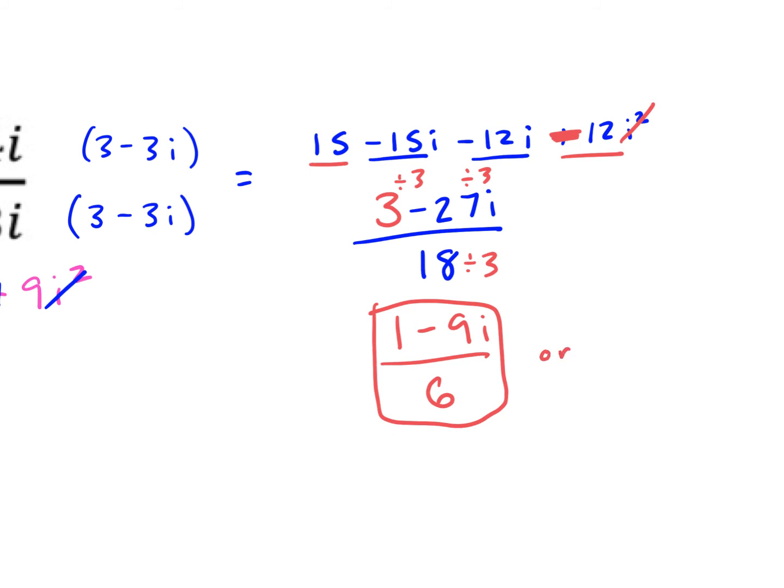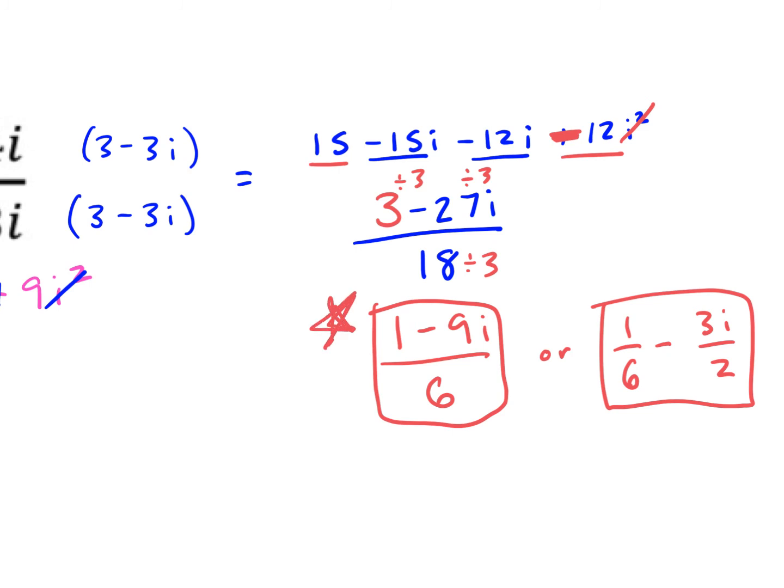So it could be written like this, or it could simplify more as 1 over 6 minus, and then 9 and 6 are both divisible by 3, so that would be 3i over 2. You could write it like this too. So if it's multiple choice, just make sure you check the answer choices and see if it's simplified even more. If it's not multiple choice, this is fine as an answer.